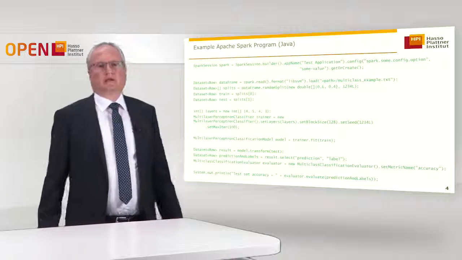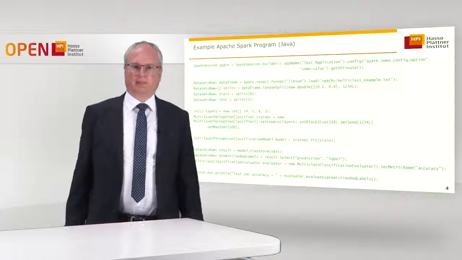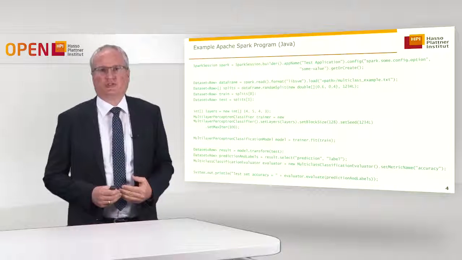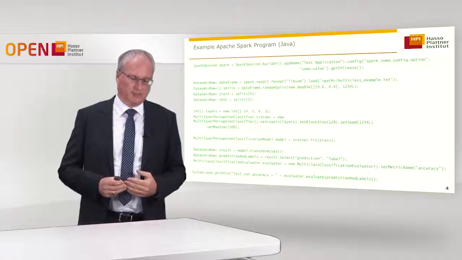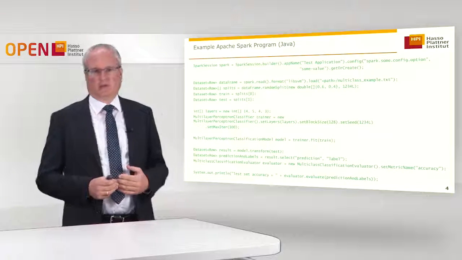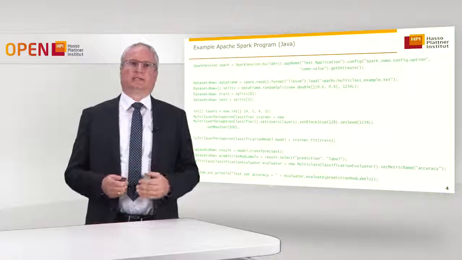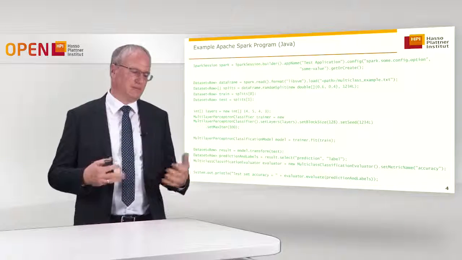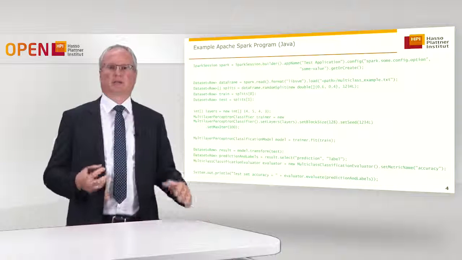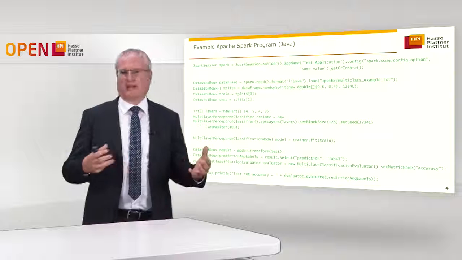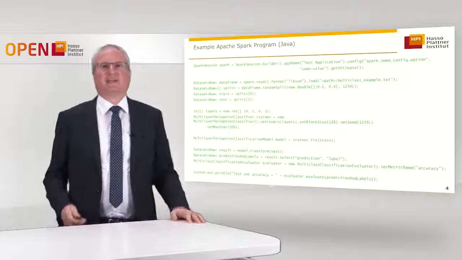So on this slide, you see a simple example how such a Spark program would look like. I used a program that basically uses a multi-layer perceptron, an artificial neural network, to analyze some data. This is a Java program, but the program in Scala or Python would look the same, because the classes and the API is of course the same, just with a different style for the respective programming language.